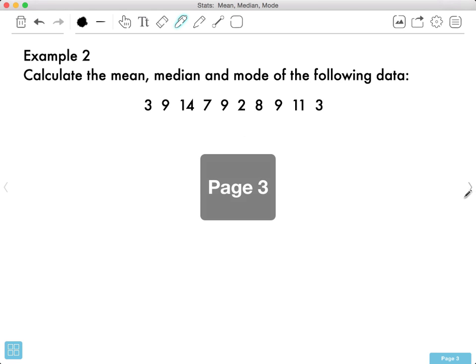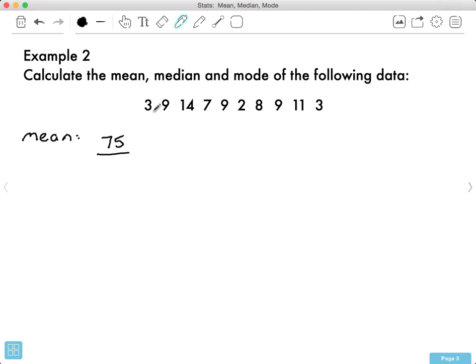We'll take a look at a second example. And this is a little bit harder. Same steps, but we're going to have a little bit of trouble, especially with the median. We'll start with the mean though. To do the mean again, it's add up all the numbers and divide by the number of numbers. This is the same list of data I had before, but with an extra 3 tacked on the end. So when I add them up, I get 75. But now I don't divide by 9 because I have 1, 2, 3, 4, 5, 6, 7, 8, 9, 10 numbers. So my mean is 75 divided by 10, which is 7.5. So I have a mean now of 7.5.